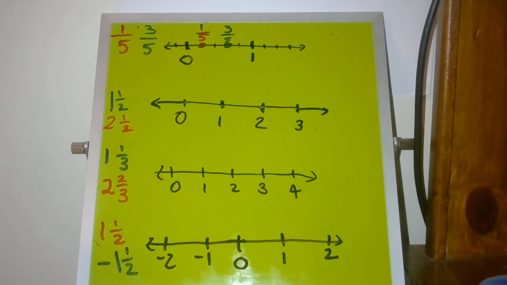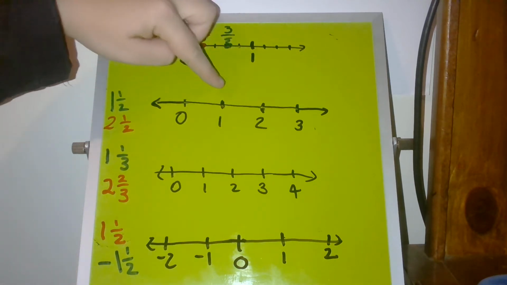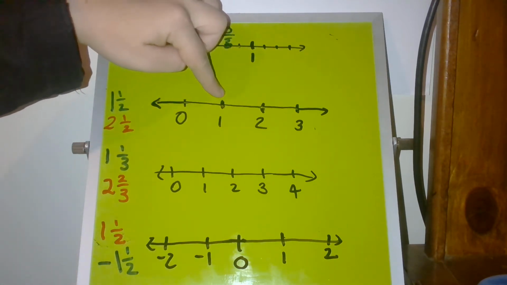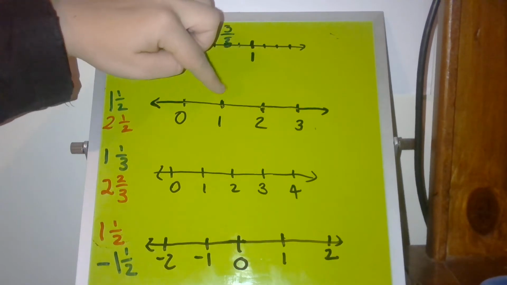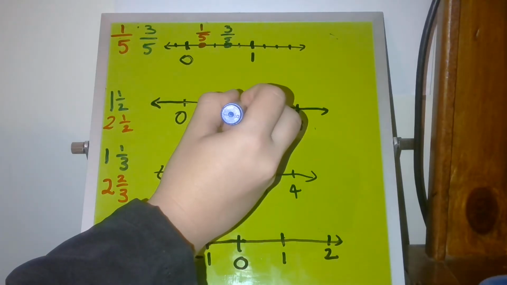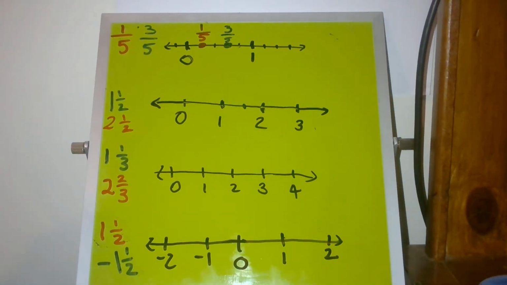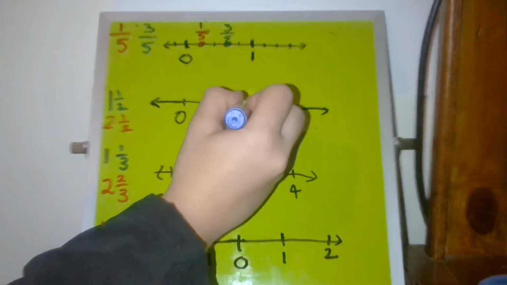On the next one, I haven't broken it up yet, but we'll do that in a moment. We want to do 1 1/2. So we have 1 whole. So we've gone over to 1 whole, and then we need to go 1/2 further. So we're going to break this piece into 2 equal sized pieces. I'll just put a little dash in there. And 1 1/2 will actually go exactly right there in the middle.